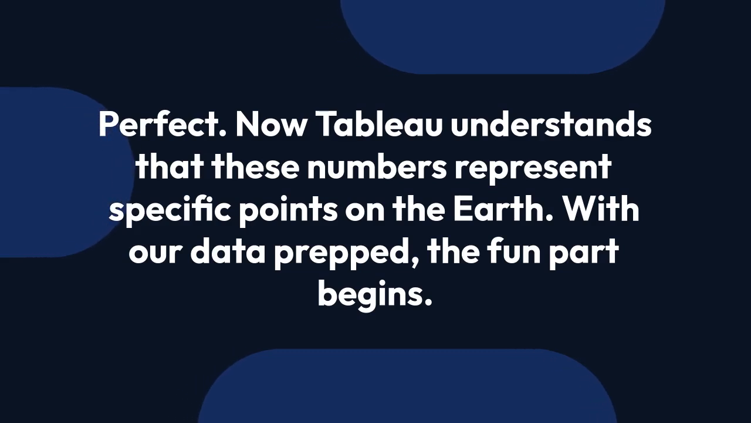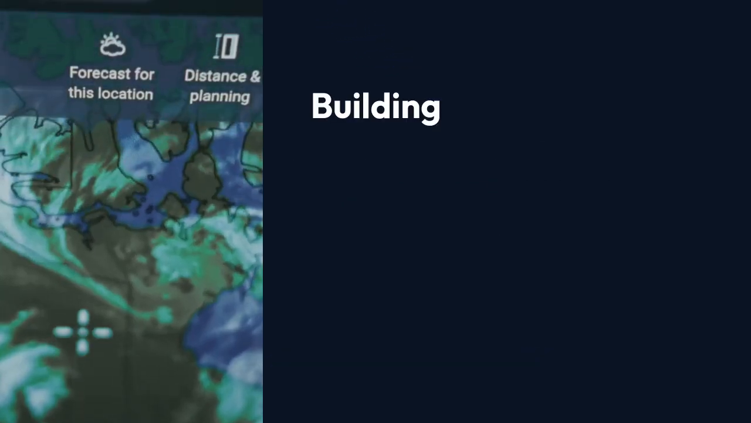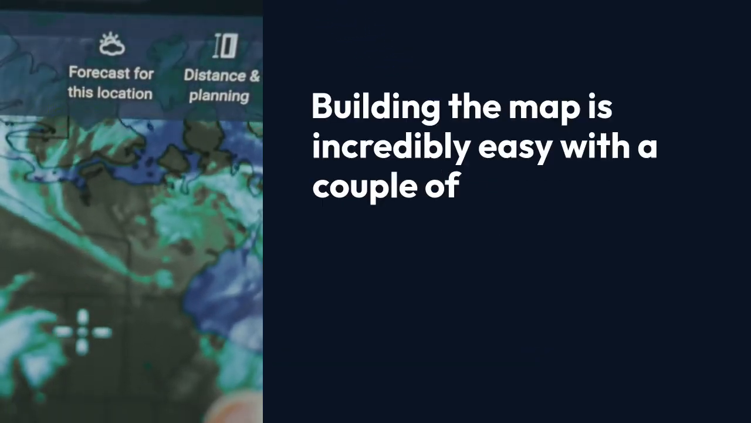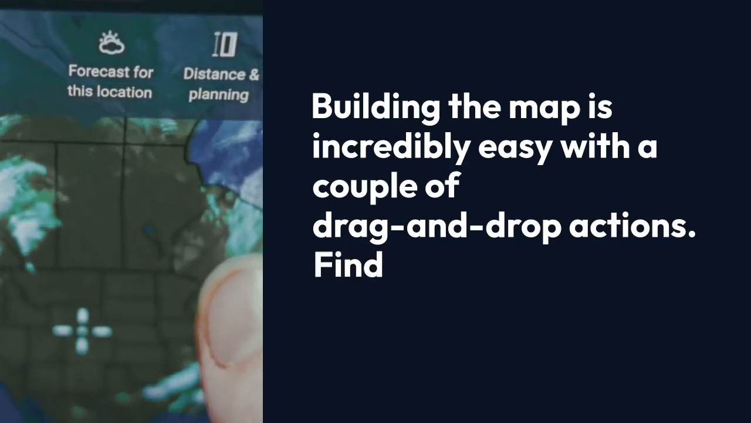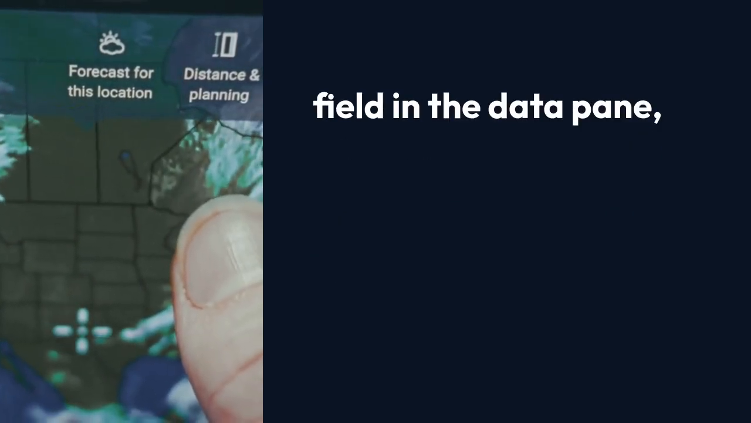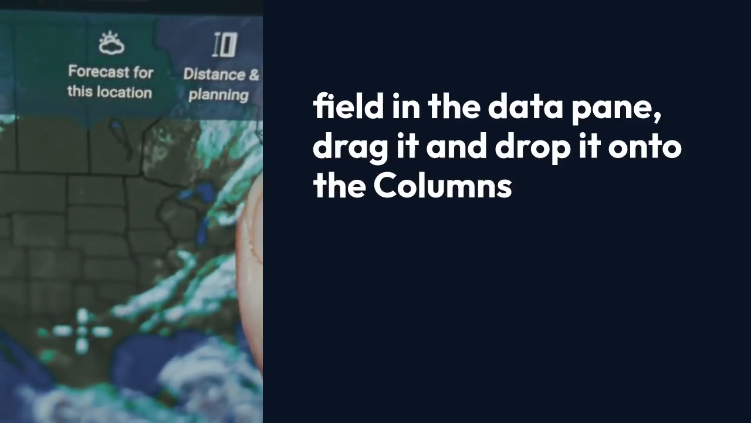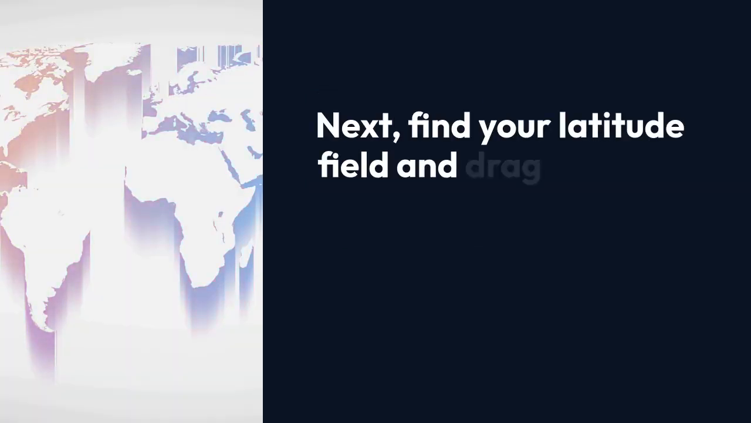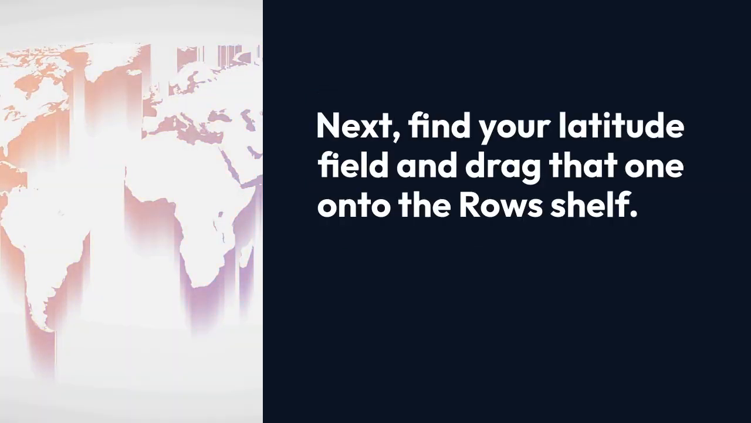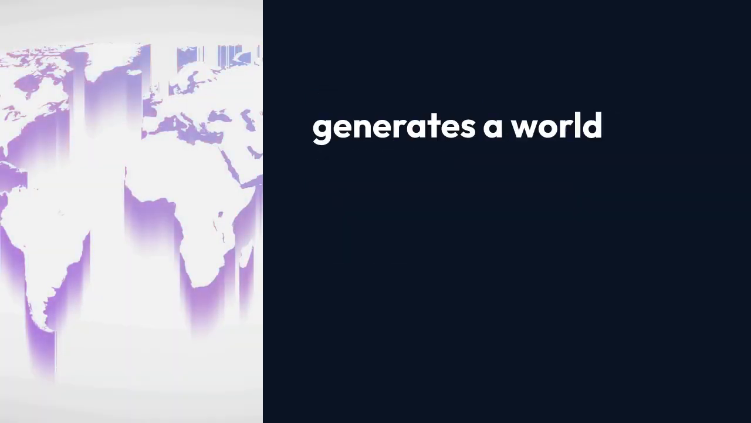With our data prepped, the fun part begins. Building the map is incredibly easy with a couple of drag-and-drop actions. Find your longitude field in the data pane. Drag it and drop it onto the columns shelf at the top of your screen. Next, find your latitude field and drag that one onto the rows shelf. Instantly, Tableau generates a world map.